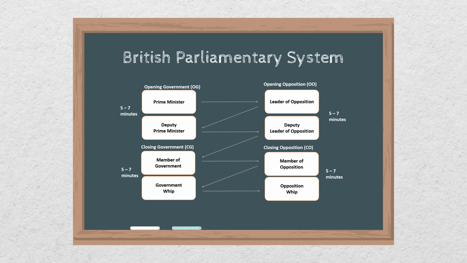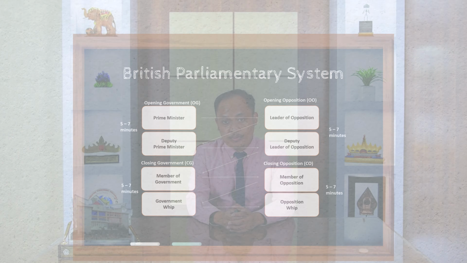Yeah. So the order of speakers in the British parliamentary system is that we start from the Prime Minister and then move to the Leader of Opposition, Deputy Prime Minister, and then Deputy Leader of Opposition. That's called the opening debate, because it's conducted by the opening teams, both opening government and opening opposition. Then let's move to the closing teams. From the Deputy Leader of Opposition, we move to the Member of Government, then Member of Opposition, then Government Whip, and the last is Opposition Whip.